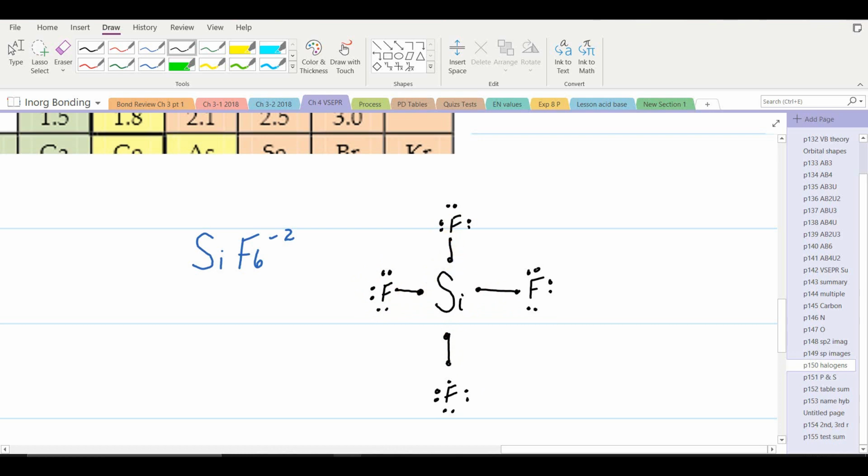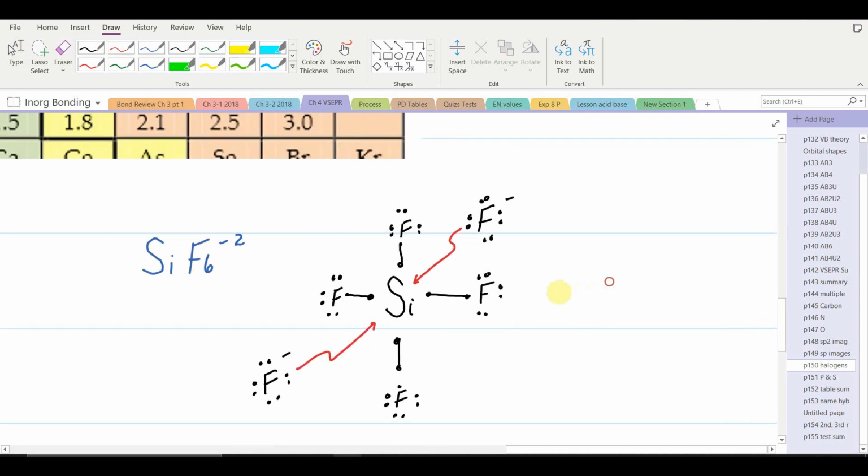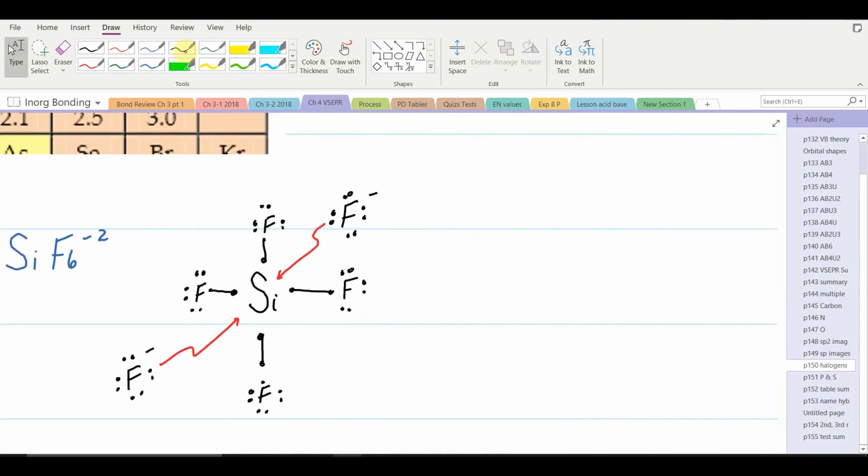That's SiF4, but how do we get SiF6 2-? To get 2 negative charges, it must combine with 2 fluorides. And each of these fluorides is an electron pair donor. That'll give us a structure of SiF6. Now with 6 electron clouds, with 6 ligands, that should be octahedral.